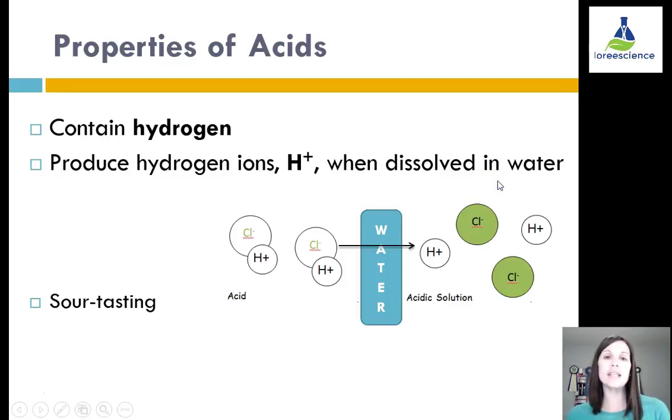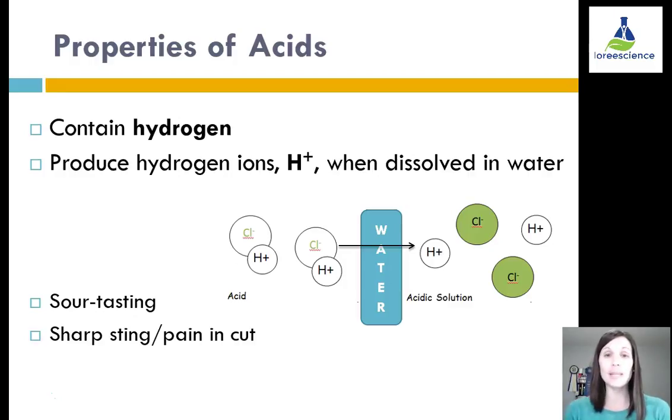All acids have a sour taste to them, so you can think about it when you eat an orange or a grapefruit. Those are acidic substances. They give you that sour taste. They also cause a sharp pain or a stinging feeling when you get them in a cut. If you've ever had a paper cut on your finger and had some lemon juice in it, you'll know exactly what I'm talking about.